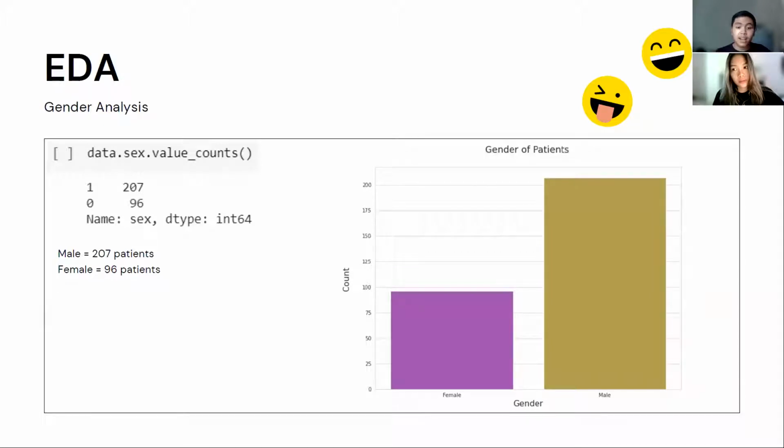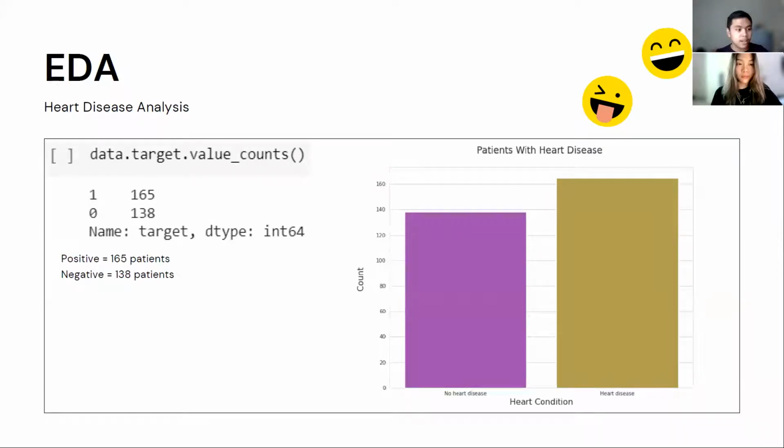Okay, we then analyze our next feature of sex. The number of male patients is 207, while female patients is only 96. Based on that result, the number of male patients shown in our data set is 2 times bigger than female patients. Next slide.